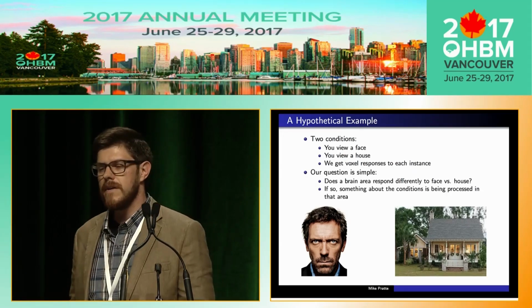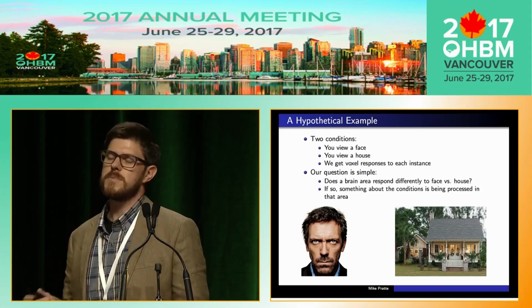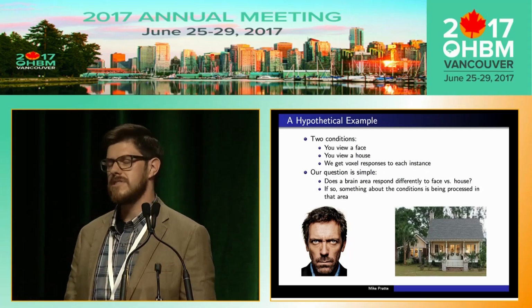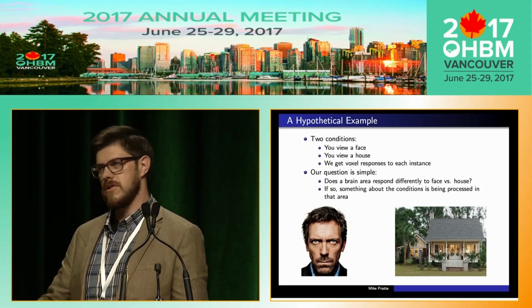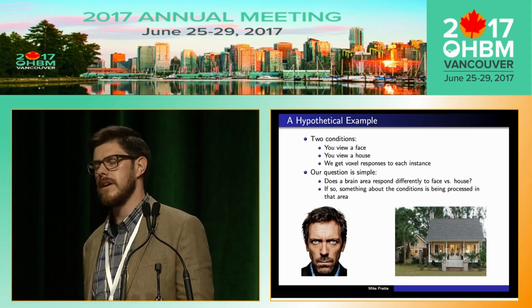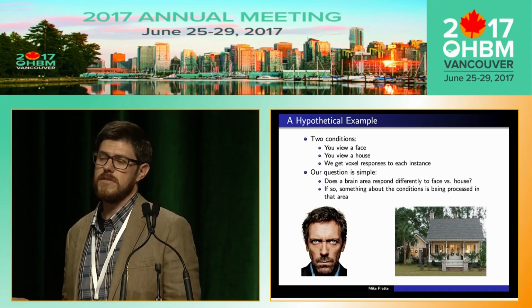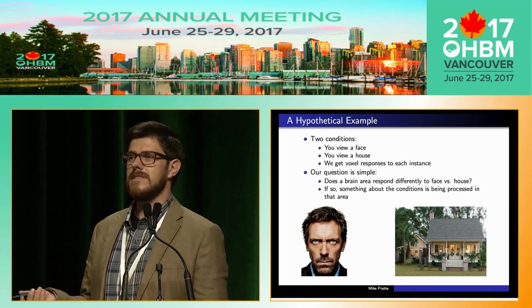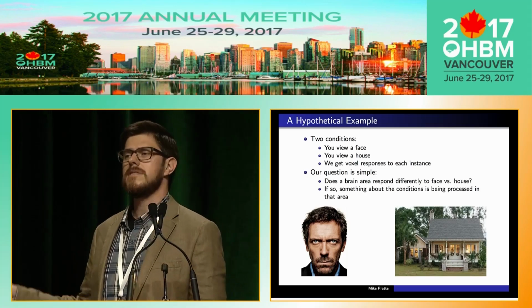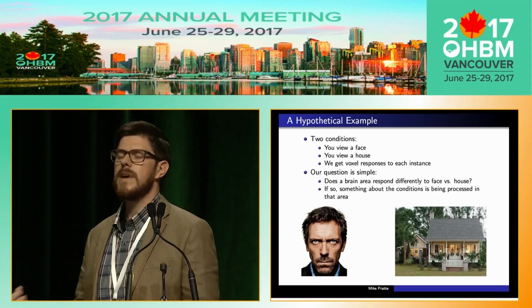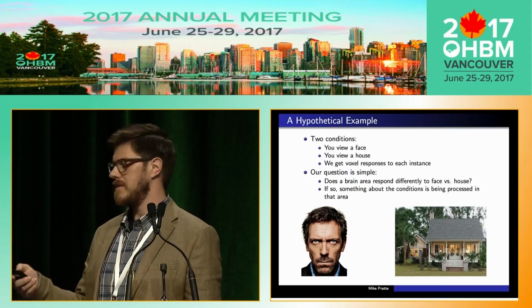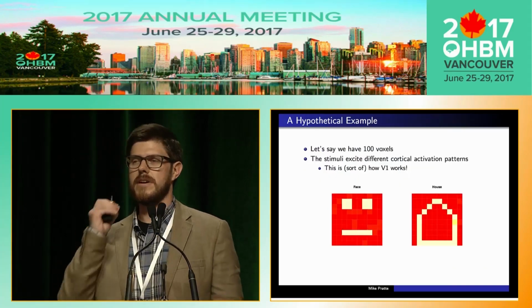Given some brain area, I want to know, does this brain area care whether you're seeing a face or a house? So say V1, the first visual cortical area, does it know whether you're seeing a face or a house? The logic is that if it responds differently to faces and houses, something about you seeing faces and houses is happening in V1, or that visual area.